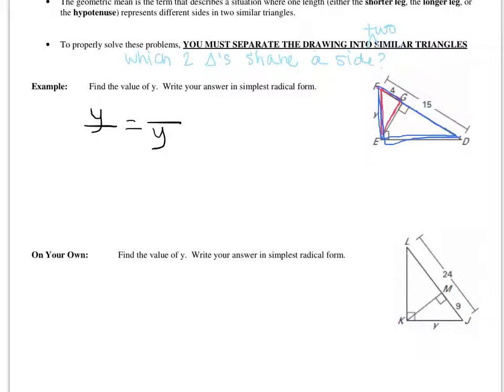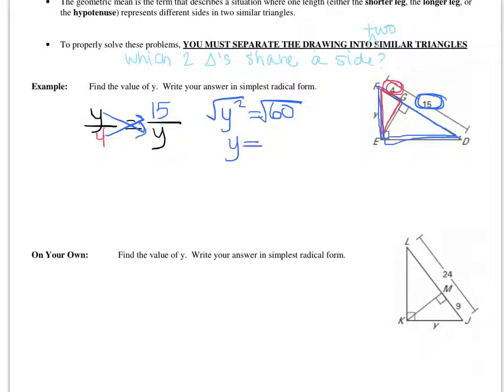I could have written on the bottom and then the top. It doesn't matter. We're now going to use the other 2 sides that we know. I know this has a length of 4, so I'm going to put my 4 here. And for my blue triangle, I know this side length of 15, so that's going to go here. Now we just need to cross multiply. Y times y is y squared. 4 times 15 is 60. To solve it, we'll do the square root of both sides.